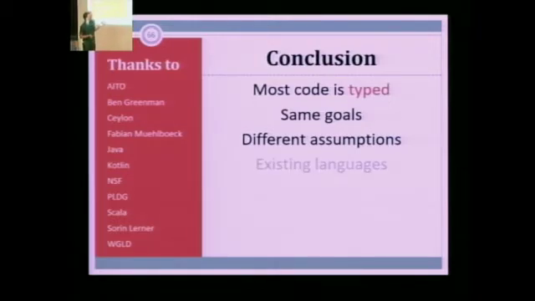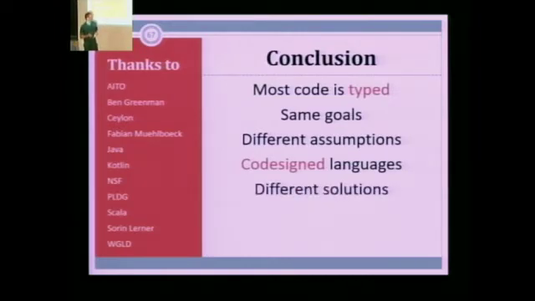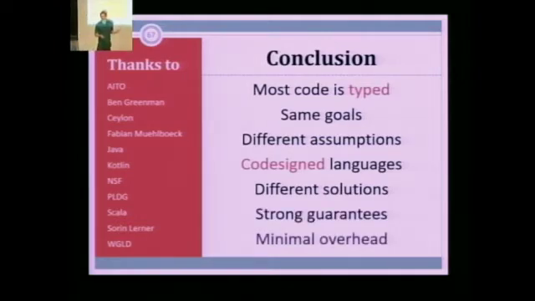And in particular, while it's worthwhile examining how to do this for existing languages, it also seems like there's a strong need to consider how to co-design languages with gradual typing so that we can get the ideal behaviors involved. And this is going to bring you to different solutions than previous because you have more flexibility, but you can, from that, provide strong guarantees, and it seems with minimal overhead.